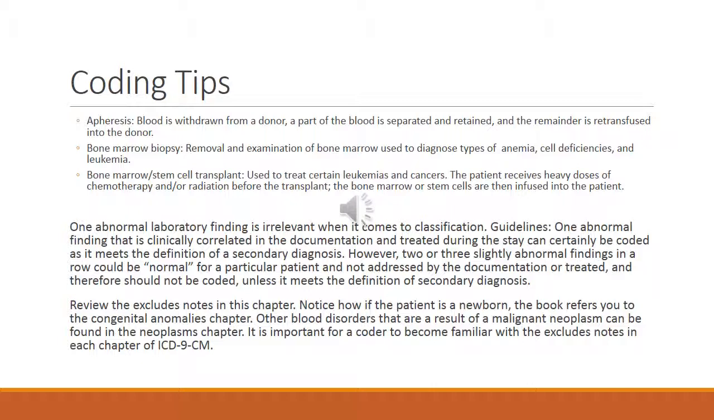And finally, review the exclude notes in this chapter. Notice how if the patient is a newborn, the book refers you to the congenital anomalies chapter. Other blood disorders that are a result of malignant neoplasm can be found in the neoplasms chapter. It's important for a coder to become familiar with the exclude notes in each chapter of ICD-9 CM.